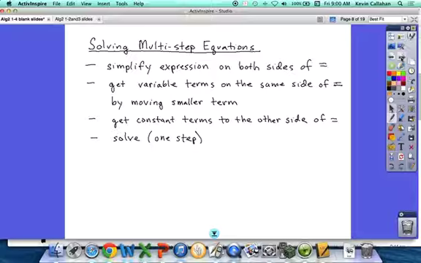Now, if there's any number terms, meaning doesn't have a variable in it, that's called a constant term, then you try to get those on the opposite side. And what you're left with should be a one-step problem. You should be able to finish it off in one step, a multiply or a divide.